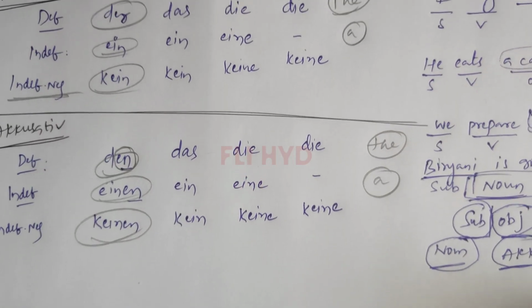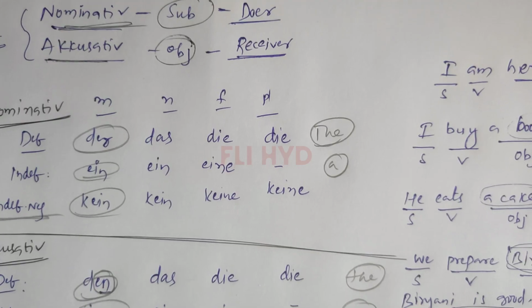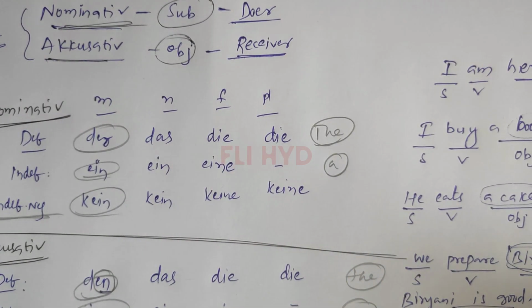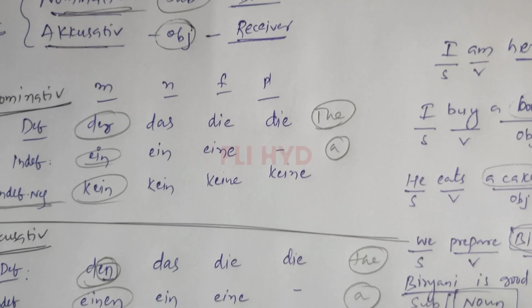Nominative is nothing but a subject, accusative is nothing but an object. So nominative is talking about the subject, accusative is talking about the object. Subject is nothing but the doer of the action, and accusative is nothing but the receiver of the action.